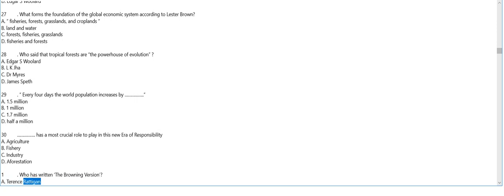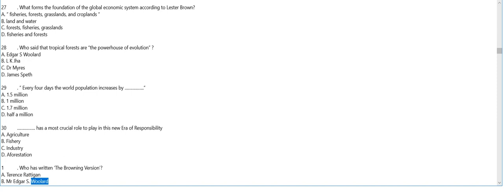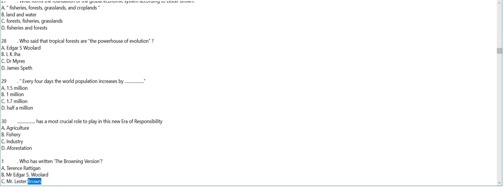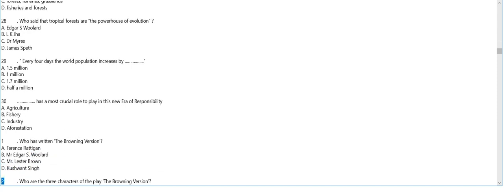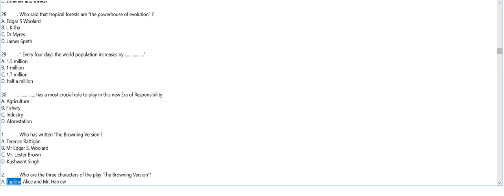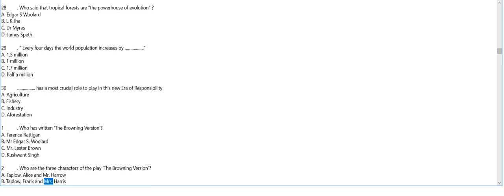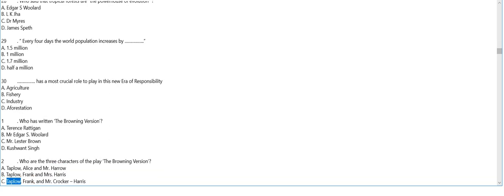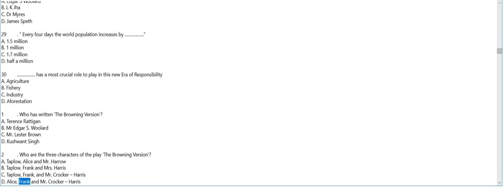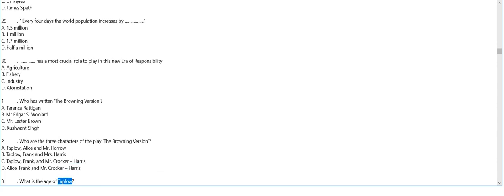1. Who has written The Browning Version? A. Terence Rattigan. B. Mr. Edgar S. Woolard. C. Mr. Lester Brown. D. Khushwant Singh. 2. Who are the 3 characters of the play, The Browning Version? A. Taplow, Alice, and Mr. Harrow. B. Taplow, Frank, and Mrs. Harris. C. Taplow, Frank, and Mr. Crocker-Harris. D. Alice, Frank, and Mr. Crocker-Harris.